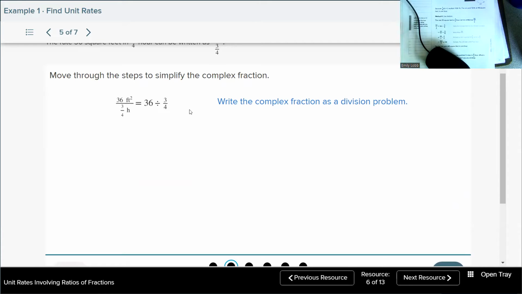Can we divide by fractions? No, we can't divide by fractions. We have to multiply by their reciprocals.